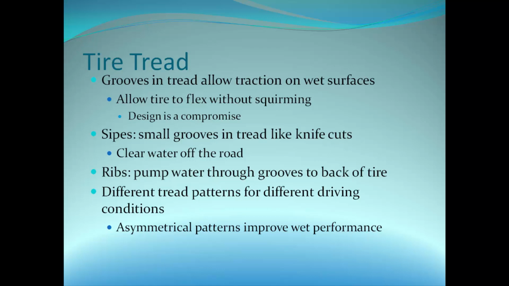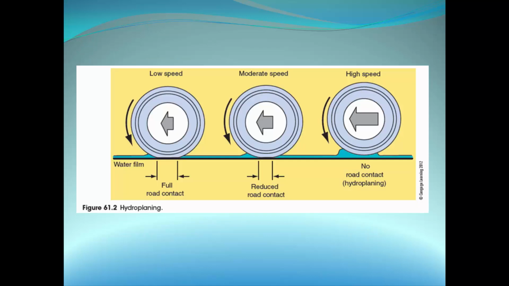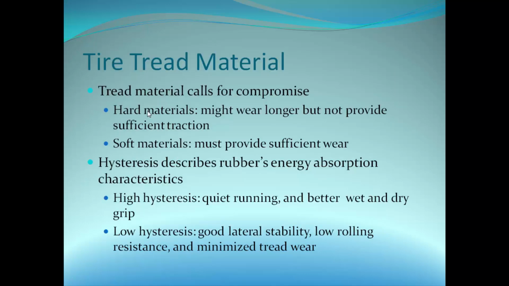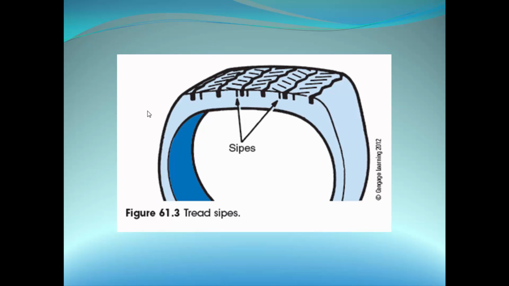Here I have different tread patterns for different driving conditions. That's why you have to know what is the suitable kind of pattern for your car for your conditions. Also, asymmetrical patterns improve performance. As you can see, here is a water film with full road contact at low speed. But at moderate speed, we see reduced road contact, and at high speed, no road contact. It's called hydroplaning. Here you can see the sipes, cuts, and grooves that we have just talked about. You have to know how to design these things, the dimensions and the conditions.